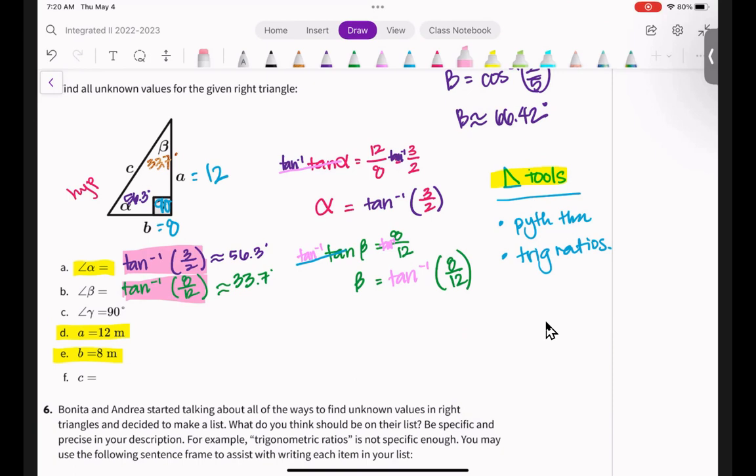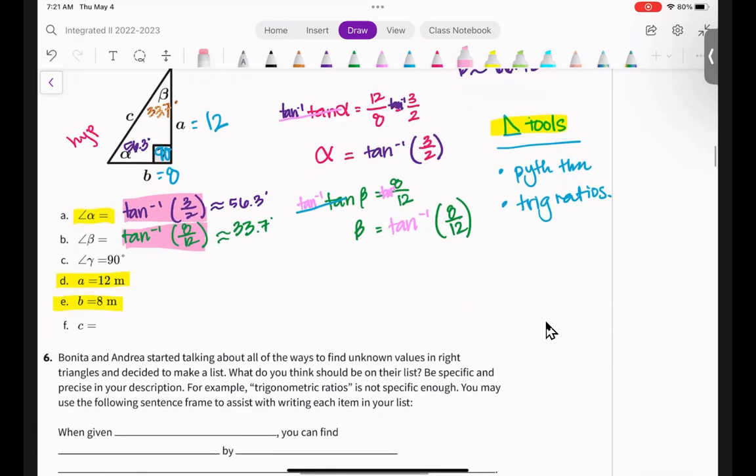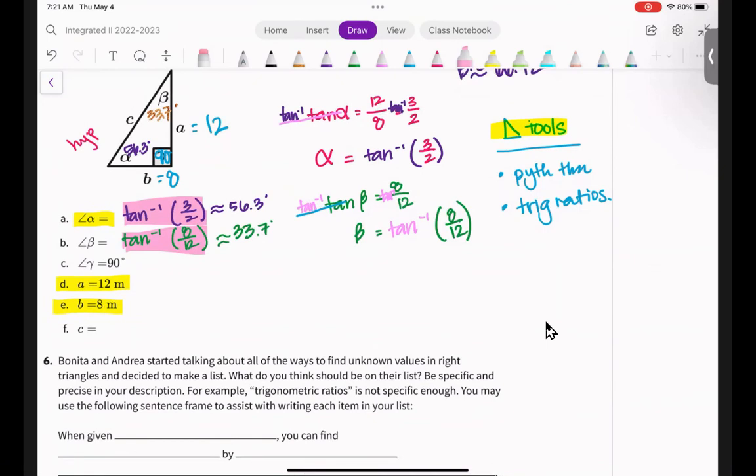Okay, last but not least, I'm going to find C. And for C, you can use sine, you can use cosine of alpha or beta, or you can use the Pythagorean theorem. So I'm actually going to use one of them and use the other to check my answer, because again, it's very valuable to check your answer. I'm going to use sine, just so you get more practice with it. Probably easier to use the Pythagorean theorem, but I want to demonstrate it so that you feel very comfortable with it.